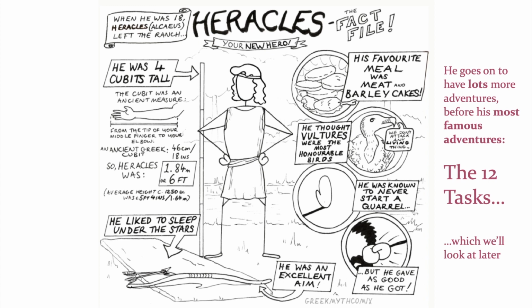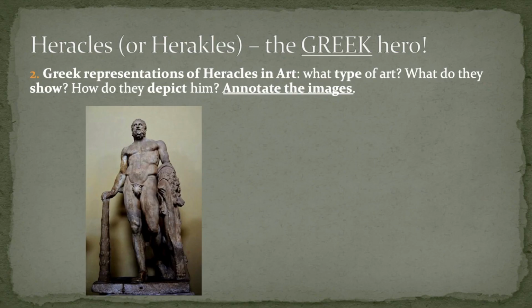In his story, he goes on to have lots more adventures before his most famous adventures, the 12 tasks, which we will look at later. Again, I've illustrated a couple of those, which are quite interesting. There's another lion, by the way, and those can be quite illustrative. For now, think, what kind of person has he been taught to be? What kind of person has he grown up to be? How is he portrayed to us through his upbringing? And think about also what kind of effect that's going to have on him as he grows up. Our second area of study is the Greek representations of Heracles in art.